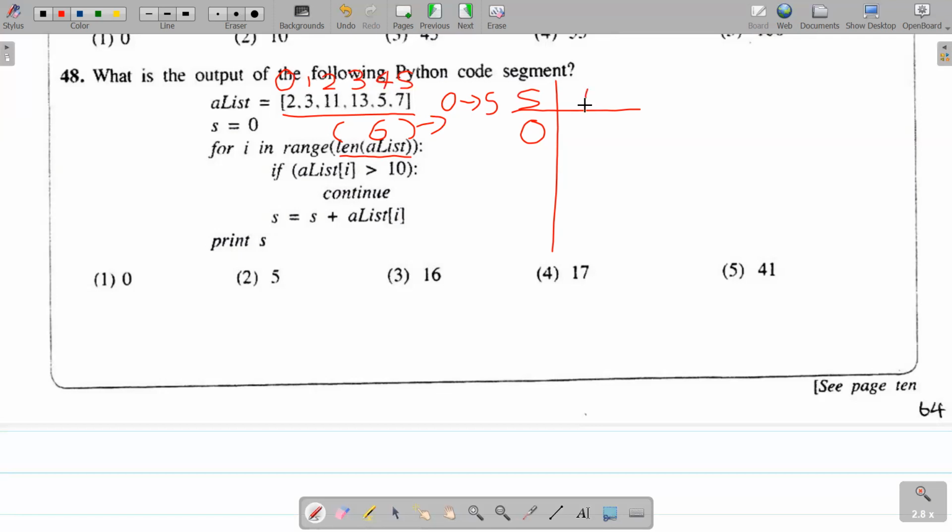So for the moment, i is going to become 0. Range again is 0 to 5. i is 0, so it is asking a_list[i]. That means a_list[0], the 0th index in the counter.